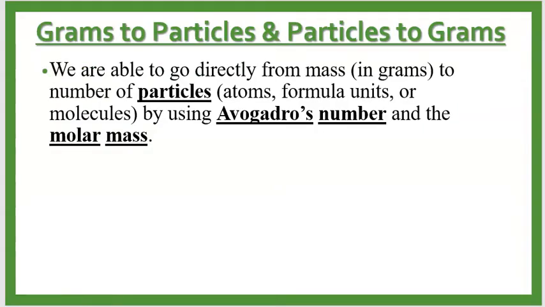We are able to go directly from mass in grams to the number of particles. And remember, we talked about particles last time. That can be any number of things from atoms, formula units, or molecules. We use the word MAP-FU to help us remember. Those are all different types of particles, and we use Avogadro's number and molar mass in order to do this. This is actually really simple. So we're going to switch over to the document camera and I'm going to show you with some guided practice.